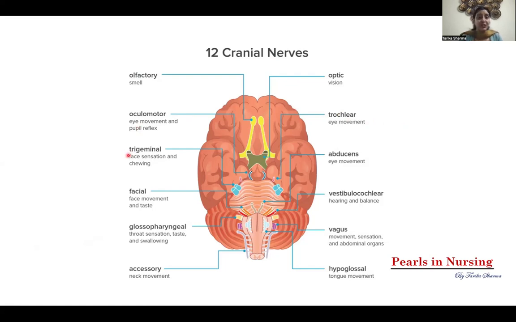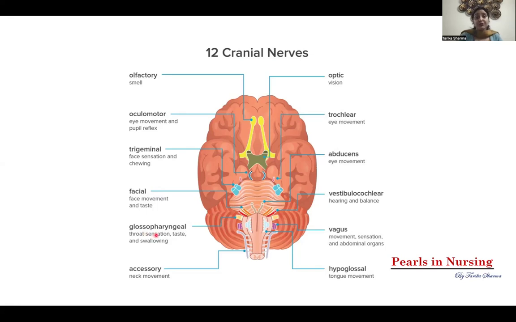Then we have the trigeminal nerve, which is responsible for facial sensations and chewing. Then we have the abducens nerve, which is again responsible for eye movements. Then we have the facial nerve, which is responsible for face movements and taste. Then we have the vestibulocochlear nerve, which is responsible for hearing and balance. And this nerve is also known as the auditory nerve.